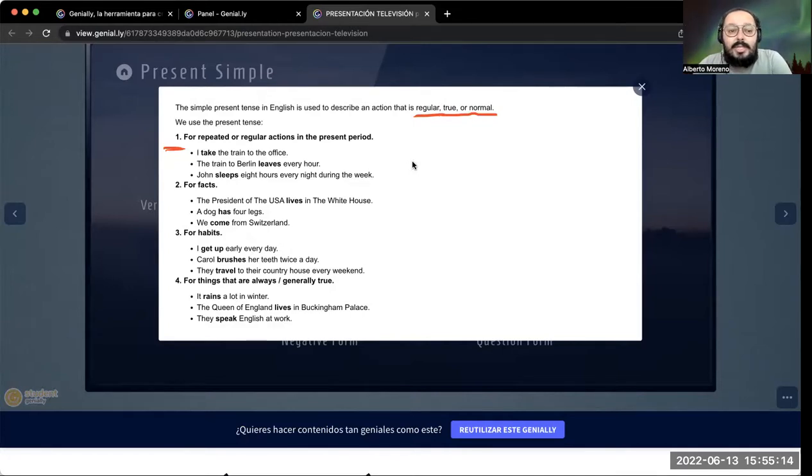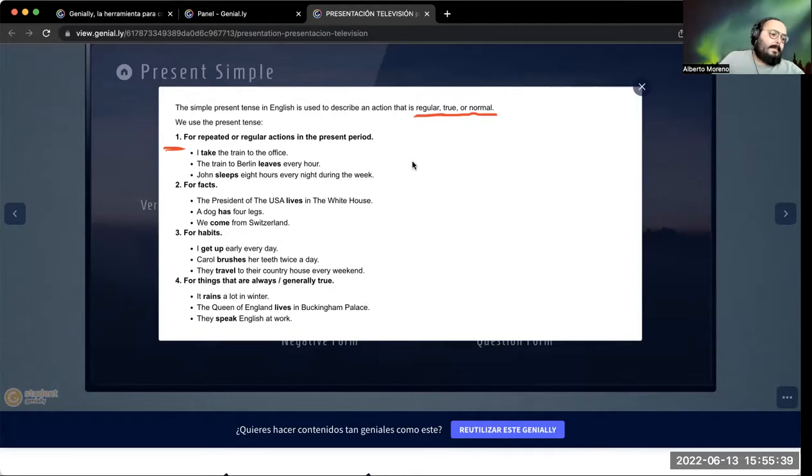Also, we use the present simple to talk about facts. For example, the president of the USA lives in the White House. To talk about habits, I get up early every day. And for things that are always or generally true. It rains a lot in winter. The Queen of England lives in Buckingham Palace, for example.